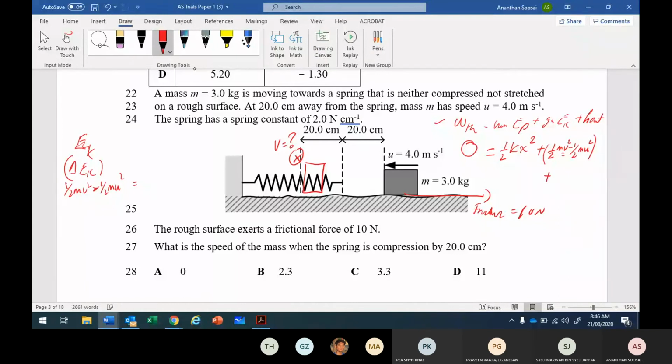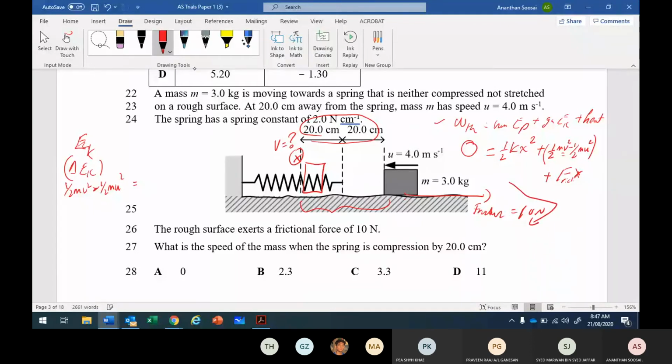Plus, how much heat is generated? Heat is the work done against friction. So what is the work done by the friction? The frictional force times the distance traveled. How much is the distance traveled from the beginning to the end? I think 40 centimeter, so x should be 40. This is how the equation should be. Use conservation of energy.